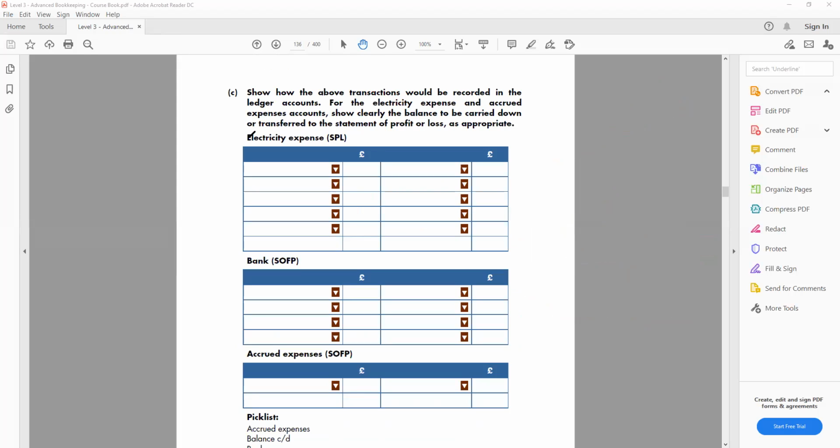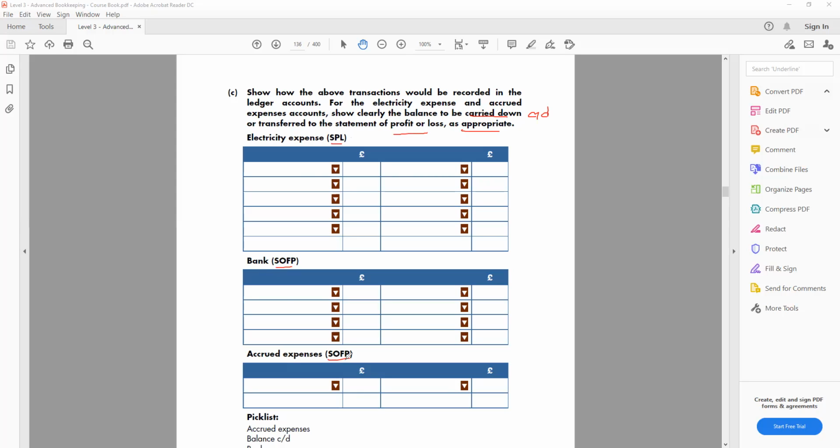So let's have a look at what is here. Number C is asking, show how the above transaction would be recorded in the ledger account for the electricity expense and the accrued expense account, showing clearly the balance to be carried down or transferred to the statement of profit and loss account as appropriate. Balance carried down means balance CD, we already know it. And SPL is the statement of profit and loss account. Bank is the asset, so statement of financial position. Accrued expense is also an item of the statement of financial position.